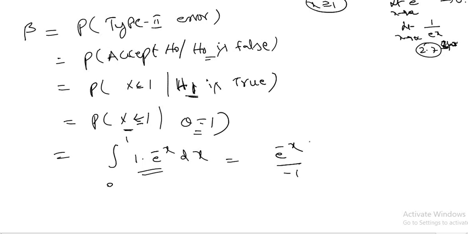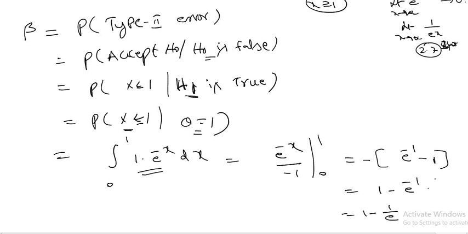Now do the integration. e power minus x by minus 1, 0 to 1. దట్ మీన్స్ minus 1 కామన్ తీసేస్తే first substitute upper limit e power minus 1, minus substitute lower limit e power minus 0, that is 1. Now multiply with minus, it will become e power 0 minus e power minus 1, that means 1 minus 1 by e. సో ఇలా అయినా రాసుకోవచ్చు, ఇలా అయినా రాసుకోవచ్చు, అన్నీ ఒకటే.